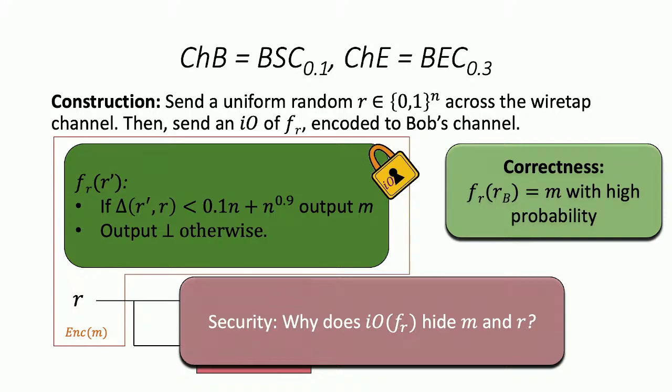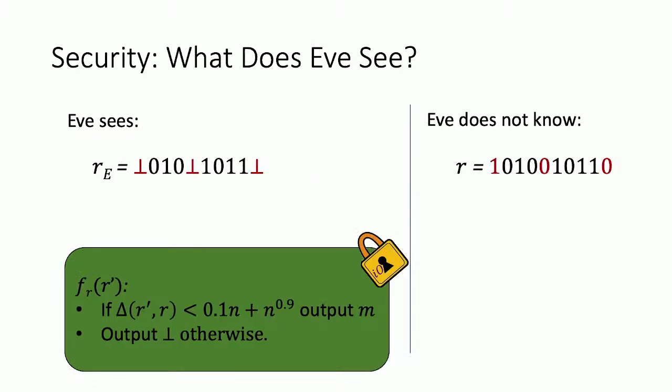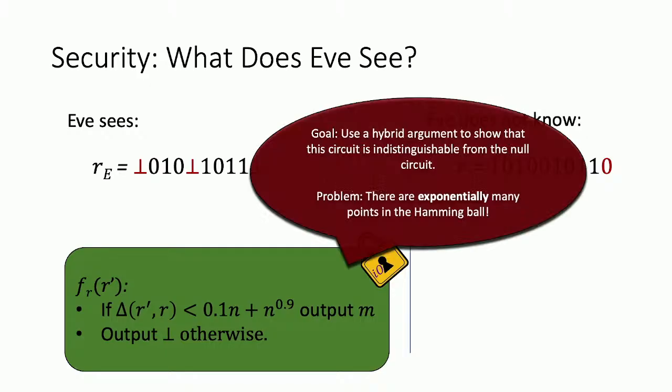The question really is, why would I/O of this Hamming-Ball function actually hide both the payload and the center point R? Okay, so let's take a look at what Eve sees. Eve sees some received string R sub E with erasures, and also receives this I/O'd Hamming-Ball function. And Eve, of course, doesn't know these red positions, 1, 0, 0. If you wanted to just puncture point by point, you can't. There are exponentially many points in this Hamming-Ball, so the standard puncturing technique fails.